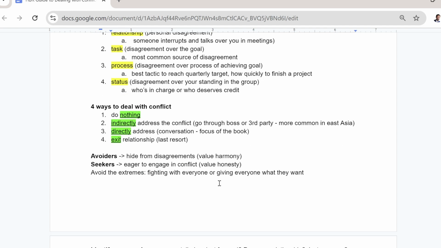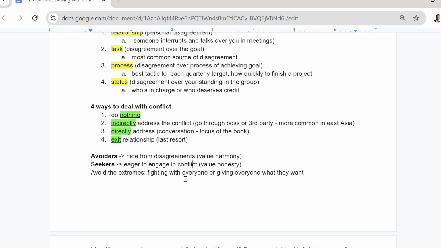Now, there are 2 personality types or tendencies among people. The first is avoiders, people who hide from disagreements. They really value harmony. The second are seekers, and they're eager to engage in conflict, and they really value honesty.